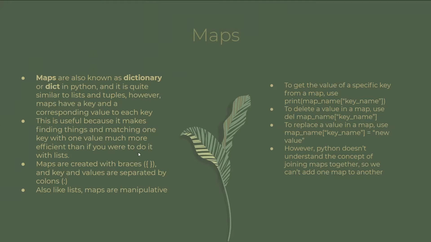And like lists, maps are mutable. So you can delete a key value, or you can change the value corresponding to a key. And here is how you do that.